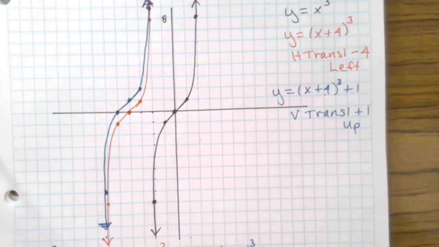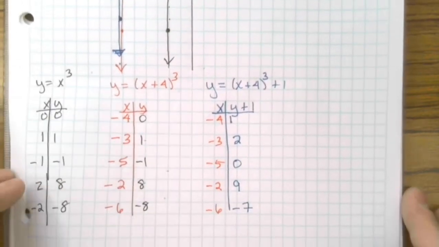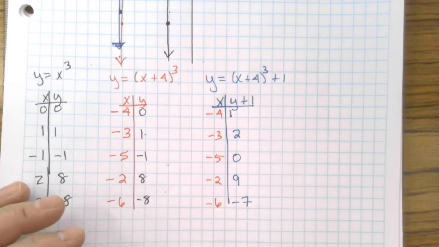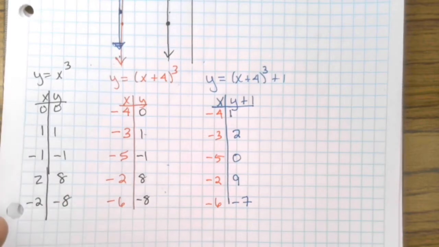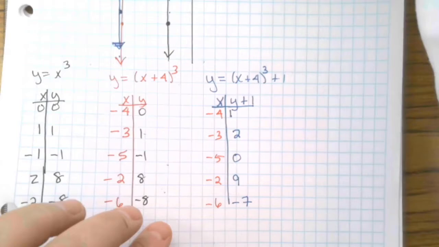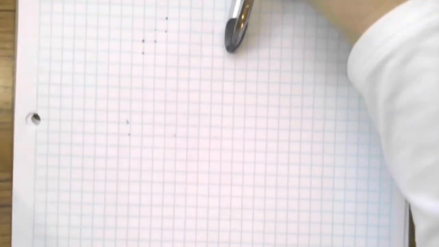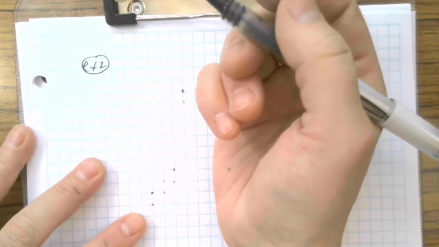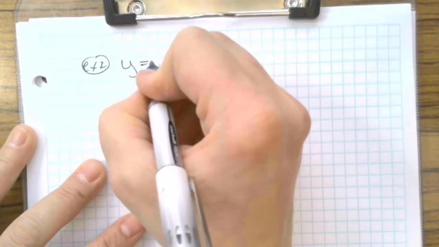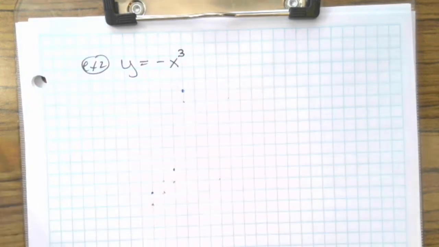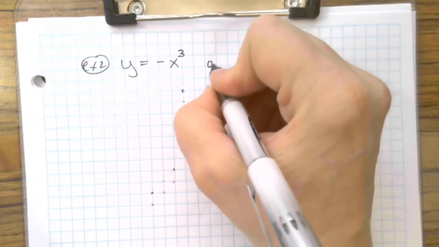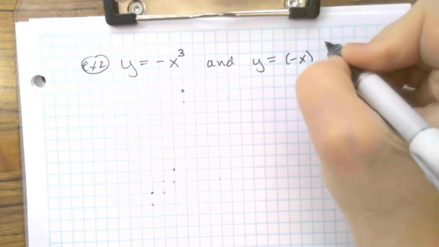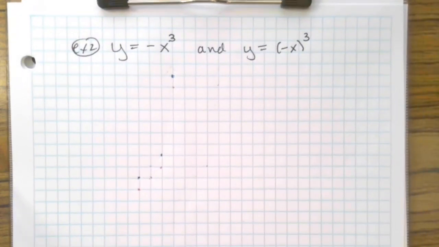All right, last thing I want to do, here's our points again if you need those. Last thing I want to do is do a couple of reflections because we haven't done those a ton, so I want to review with you how to do that. Okay, so this is example 2. We're going to do y equals -x cubed, and we're going to do y equals (-x) cubed, and we're going to compare those two.